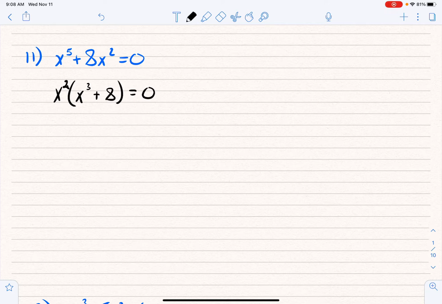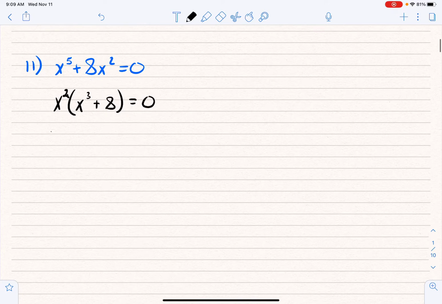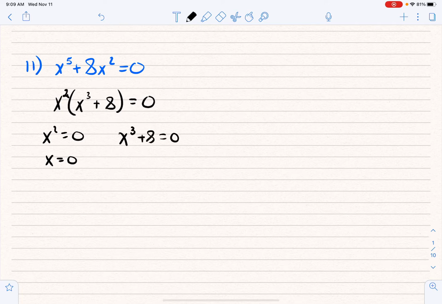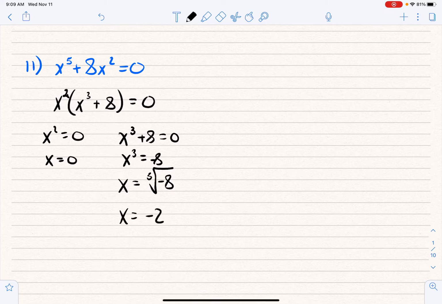But so at this point I go, well, I got 2 things multiplied together equals 0, so therefore either x squared is 0, which would mean that x is 0, or x cubed plus 8 is 0, which would mean that x cubed is equal to negative 8. And it's okay to take the cubed root or any odd root of a negative number. And so because that is negative 2, because negative 2 times negative 2 is positive 4, but times another negative 2 would give me negative 8. So there's your solutions, 0 and negative 2.